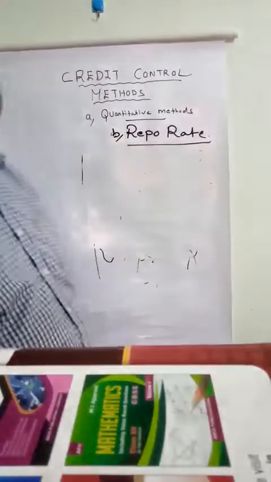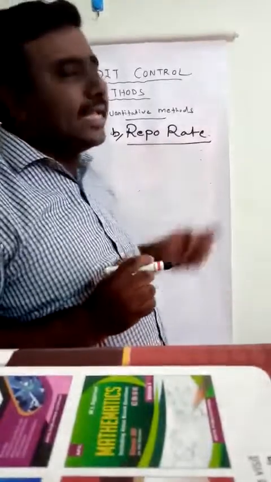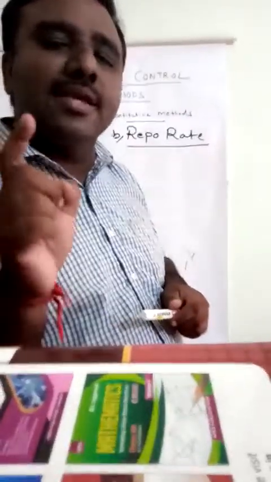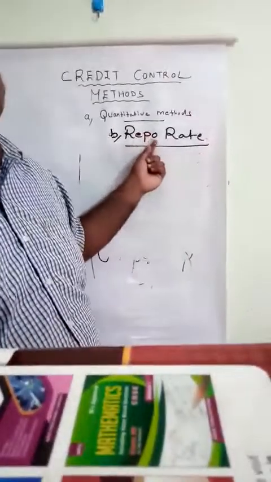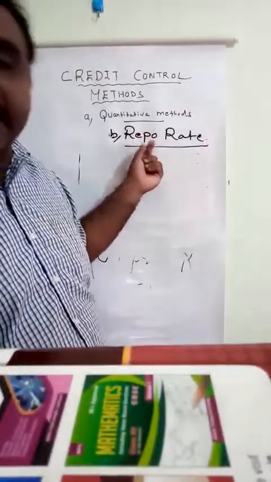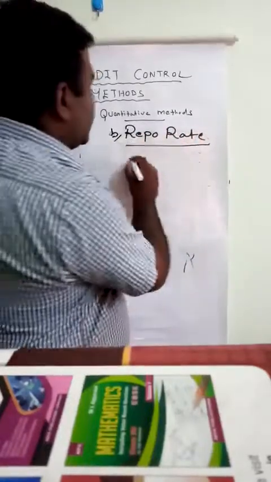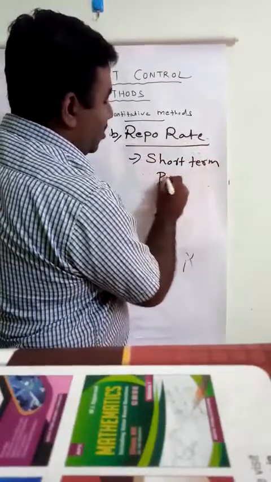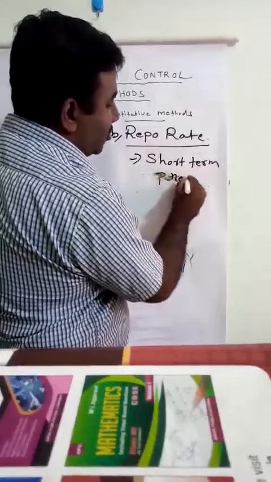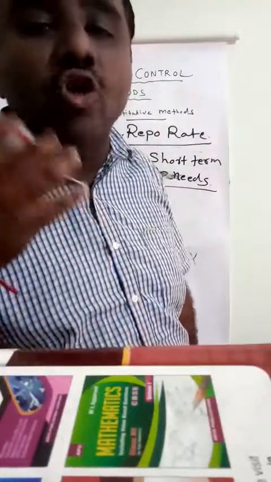So we have already discussed the bank rate. Now the repo rate. Students, the repo rate and bank rate are almost the same, but there is a slight difference. What is the difference? In definition, the repo rate is also a rate at which the central bank lends money to the commercial bank. But the one thing you have to write is that it is for short-term purposes. So the repo rate is a rate at which the central bank lends money to the commercial bank for short-term purposes.